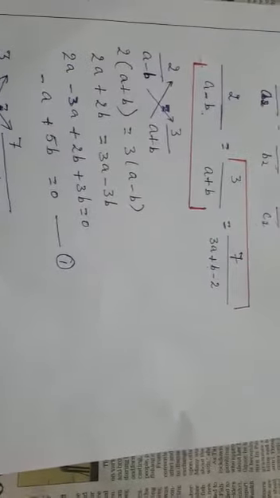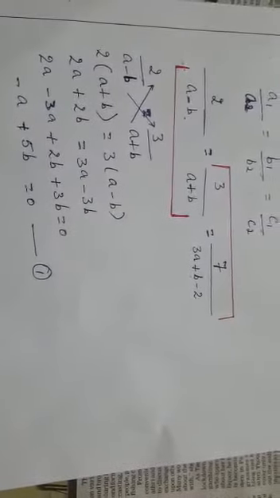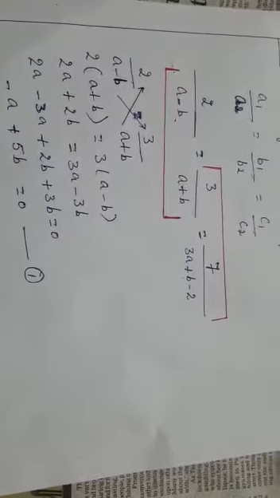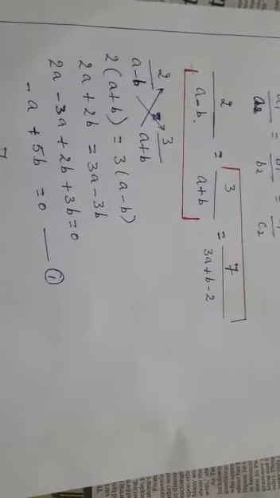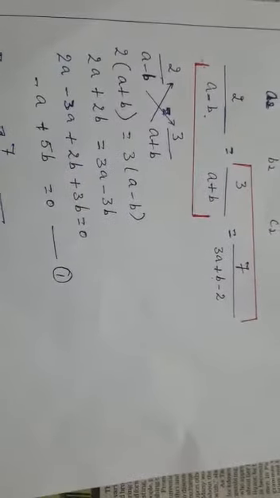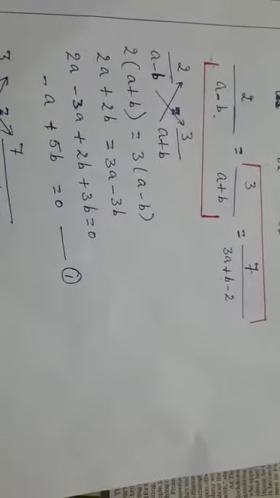I am opening the bracket and bringing all the terms to one side. So it is 2a minus 3a plus 2b plus 3b is equal to 0. Minus a plus 5b is equal to 0. That is, 2a minus 3a is minus a, and 2b plus 3b is 5b. This is the first equation.